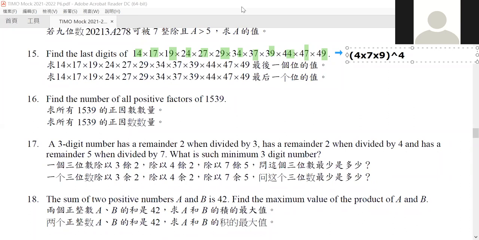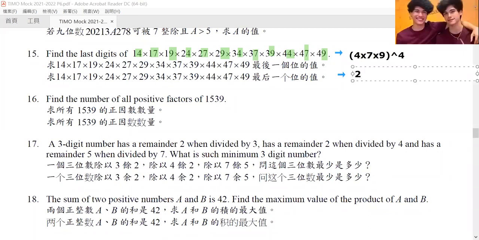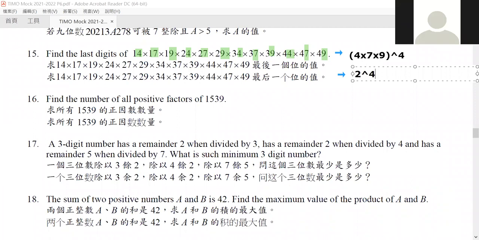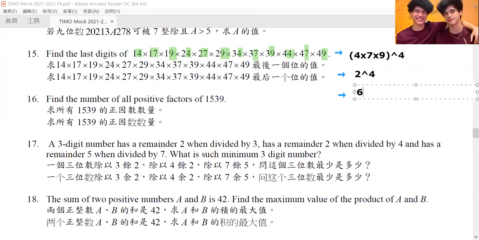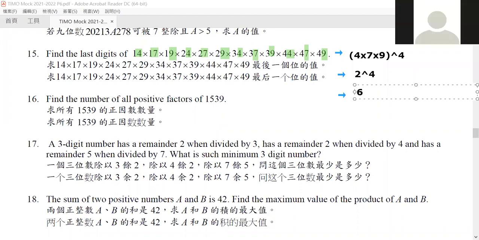But what is 4 times 7 times 9? 9 times 7 is 63, multiplied by 4, it gets a last digit of 2. So it is equivalent to 2 to the power of 2 multiplied by itself 4 times. So it has the last digit of? It's 6. Yes, 6. So our answer is equal to 6.